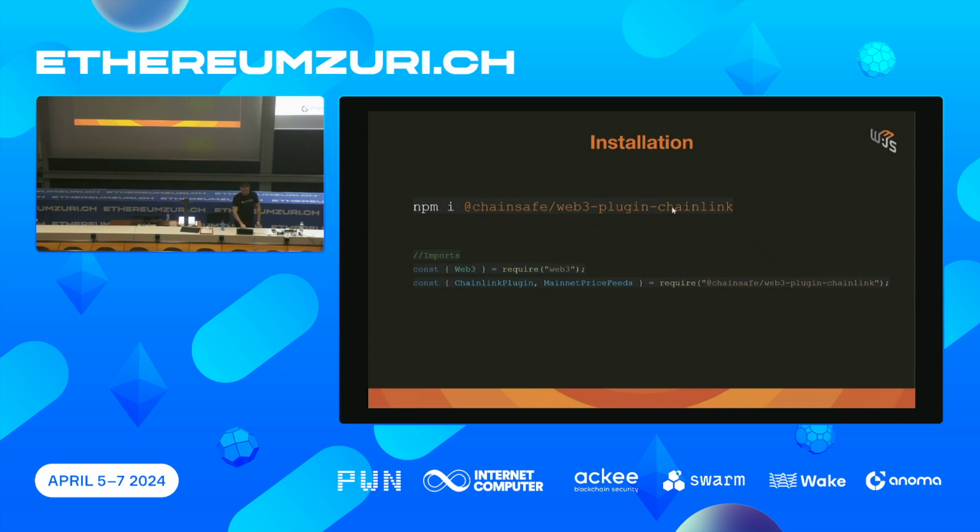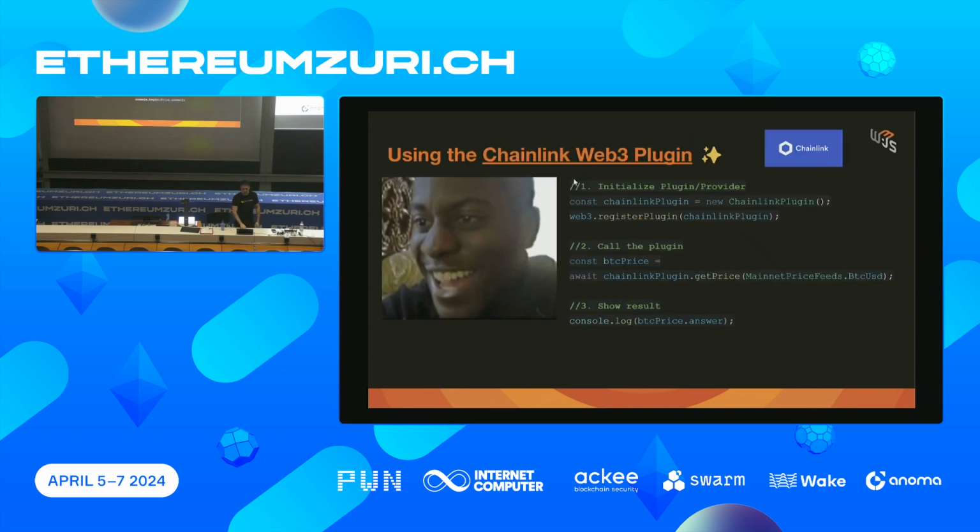@chainsafe/web3-plugin-chainlink. You need to import the Chainlink plugin and the Web3 module as well. And then to use the Chainlink Web3 plugin, you just need to initialize the plugin here. You need to call web3.registerPlugin to give the provider context to the plugin. And this is the main function, which is called chainlinkPlugin.getPrice. And then we send MainnetPriceFeeds.BTC_USD, but you can change this to ETH_USD or ADA_USD, and then you will be able to talk to all the different contracts that you have in Chainlink.